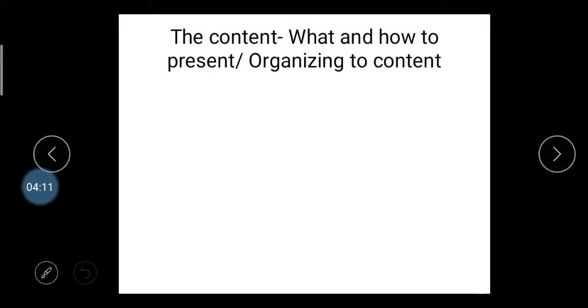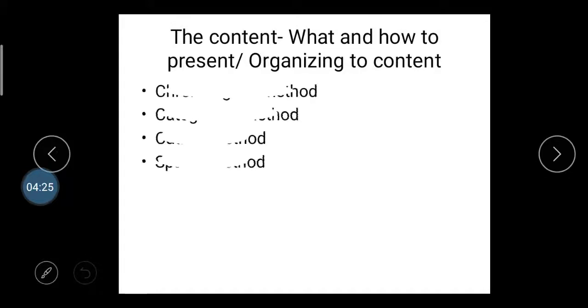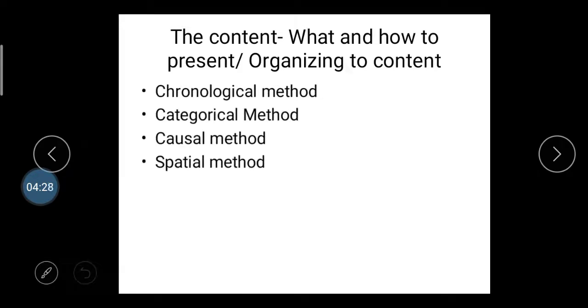Then after, the content: what to present and how to organize the content. Whenever you speak in front of the public, at that time how do you analyze and organize your content? So here are the methods of organizing content. First of all, the chronological method. In this method you have to prepare your overall details in a chronological way, meaning in a systematic way. First of all you introduce yourself, then your company, and then you announce whatever new decision you have to take in your company.